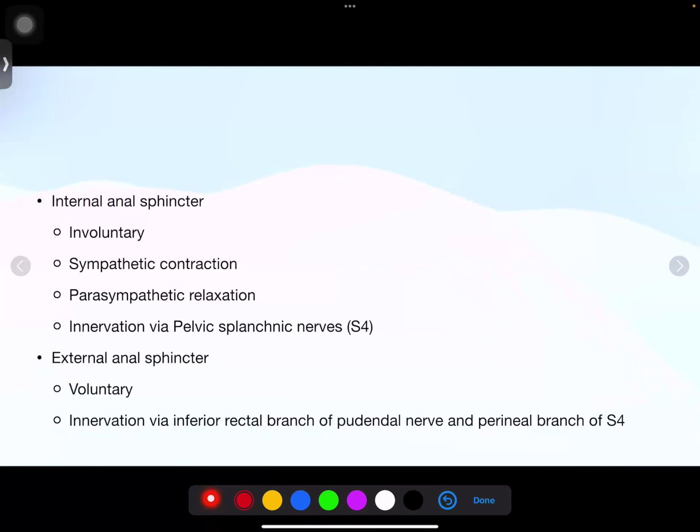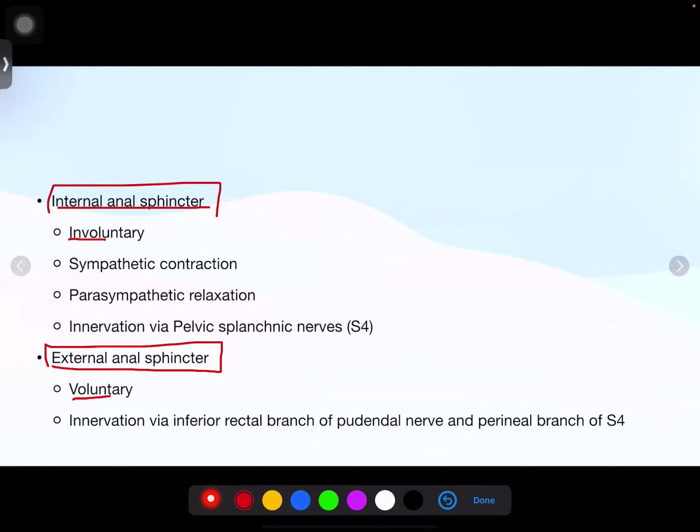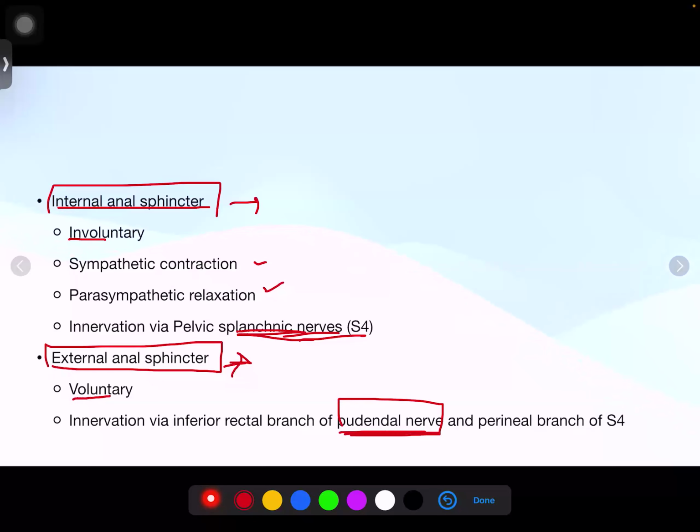Of the two sphincters, the internal anal sphincter and the external anal sphincter, one is involuntary and the other is voluntary. The involuntary one is supplied by the pelvic splanchnic, sympathetic and parasympathetic nerves: sympathetic contraction, parasympathetic relaxation. So pelvic splanchnic nerves supply the internal anal sphincter. The external anal sphincter is supplied by somatic nerves, that is the pudendal nerve, and if they ask for its branch, the inferior rectal branch, and also the perineal branch of S4. So basically you have to remember the pudendal nerve.